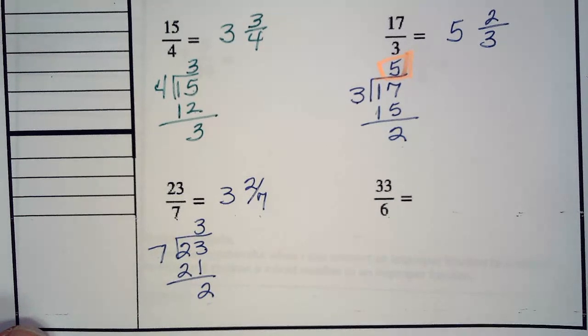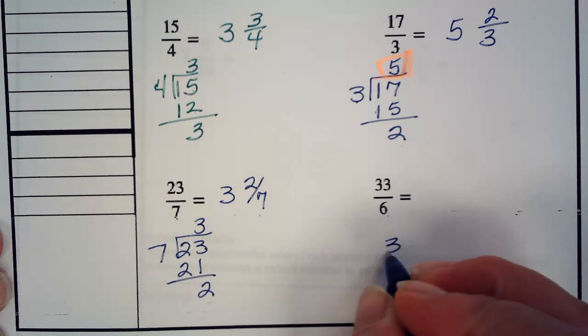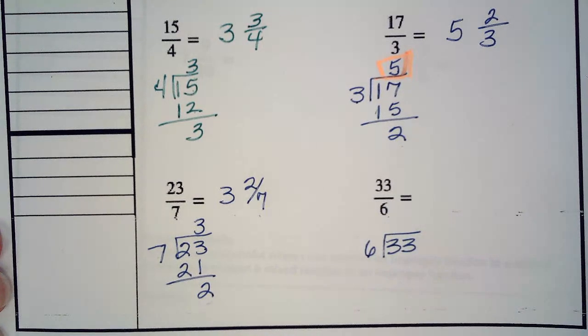Okay, let's see if you can start the next one. What does it look like as we started? 33 divided by 6. 33 will not divide evenly into 6.